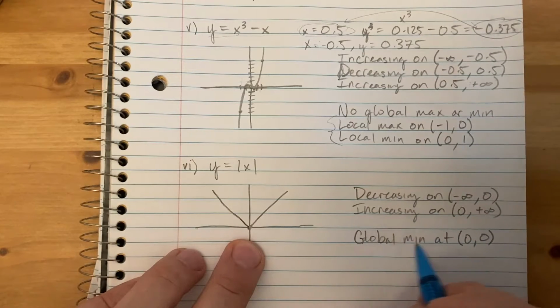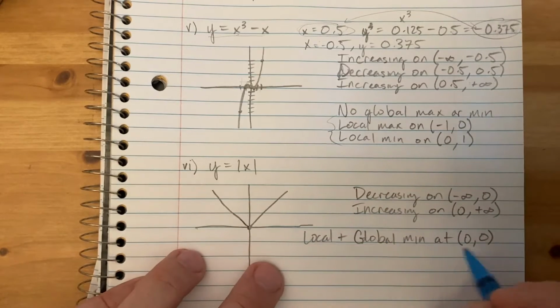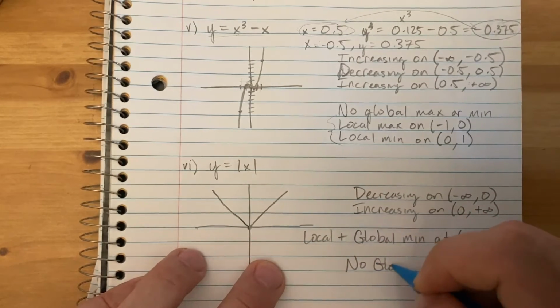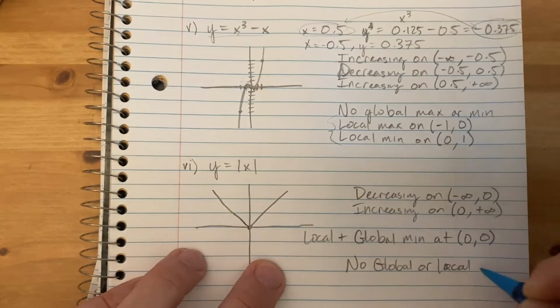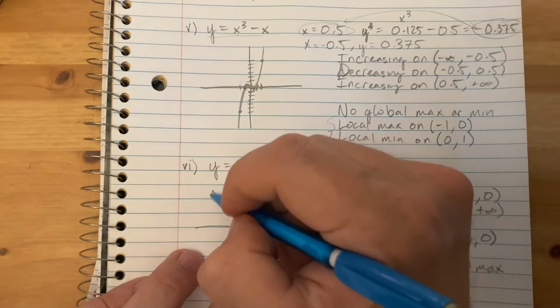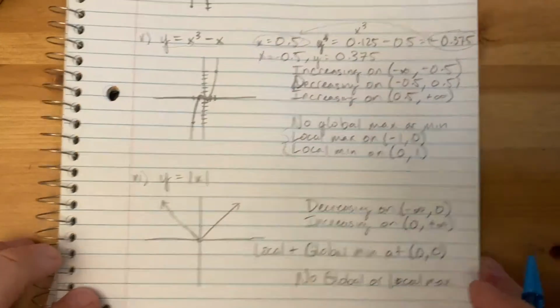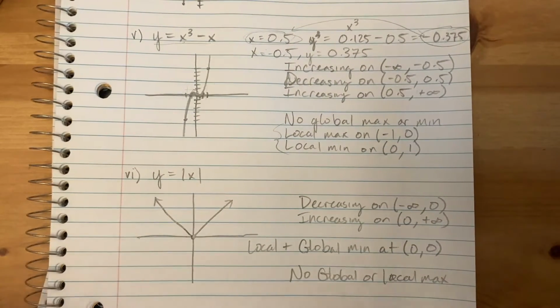That's technically also a local min, right? So I'll say local and global min. There's no global max or local max, right? Because these just continue to get higher and higher. So, all right, there you go. There's the solutions for the first problem, exercise 2.1.